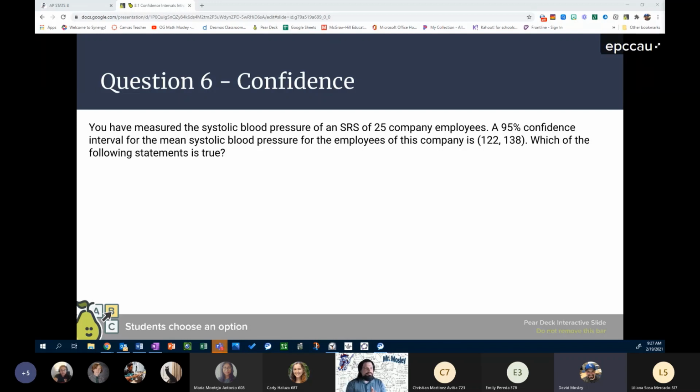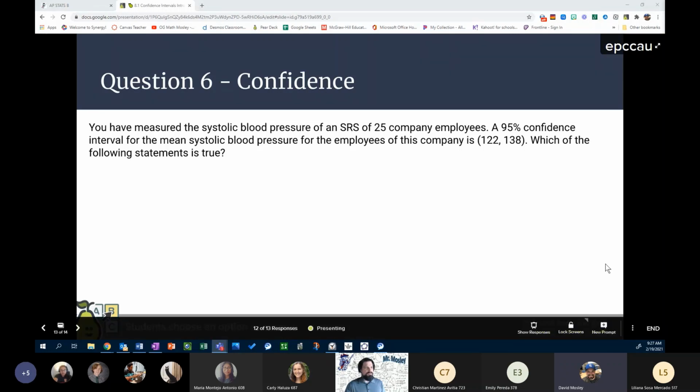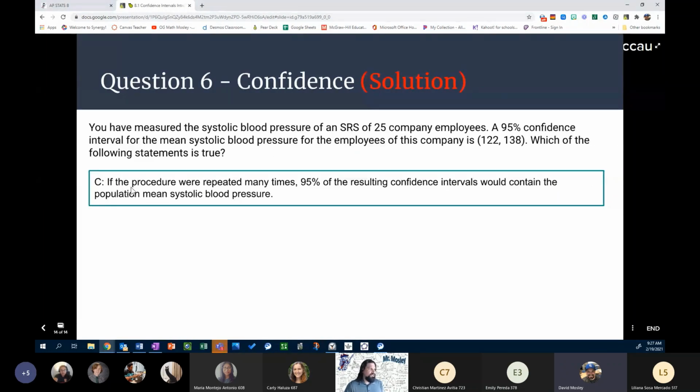So last question here. The correct answer was C. I'm very happy to see that most of you are split between C and D, which are pretty similar. So C, if the procedure were repeated many times, 95% of the resulting confidence intervals would contain the population mean systolic blood pressure. This is a true statement. The other ones all had some slight flaws in their wording or in what they were saying. Is there anything I can clarify on this last question?